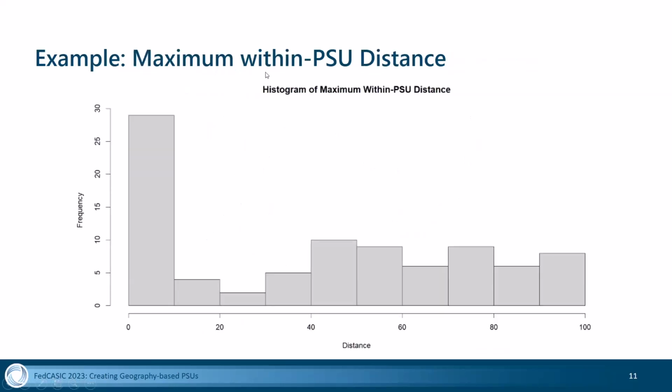You also do get the maximum within PSU distance. You can see that we have a few that really do hit the 100-mile limit. If it's at 0, it means that there was only one element in the PSU. For example, Hawaii had one facility, and anything near Hawaii is certainly more than 100 miles away. So the Hawaiian example would be at 0. But this is a neat chart, and again, it gives you a sense of what you're looking at in terms of maximum distance.